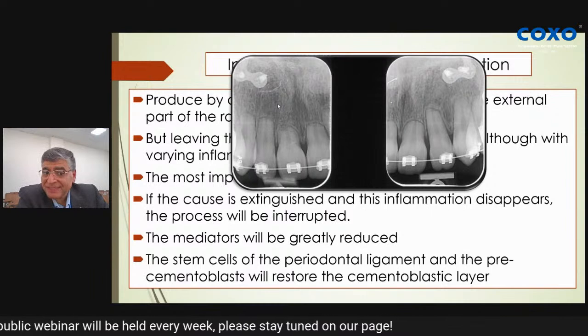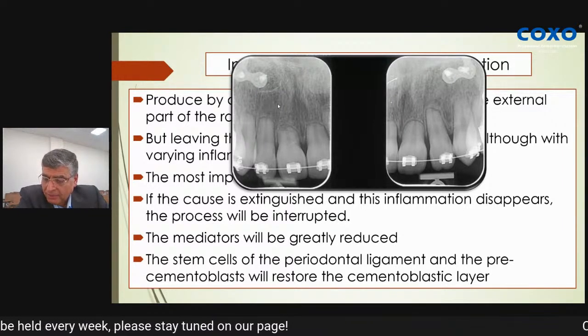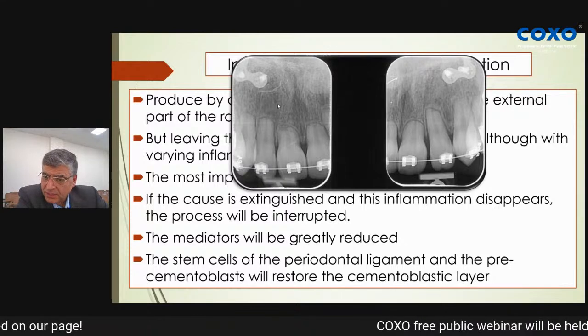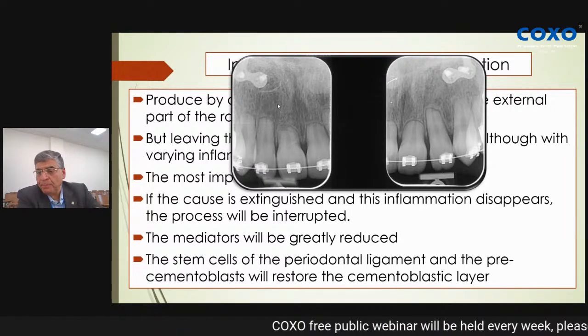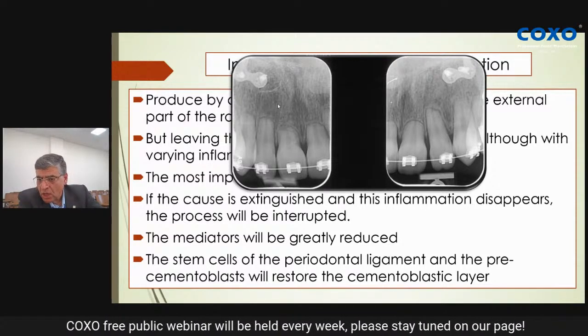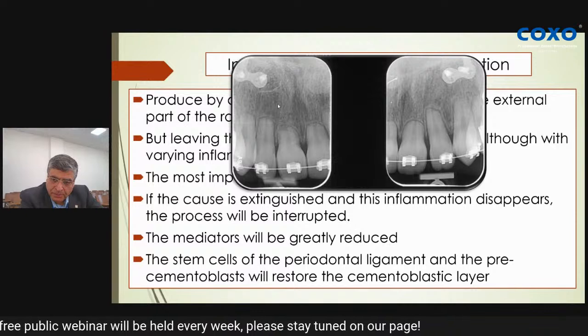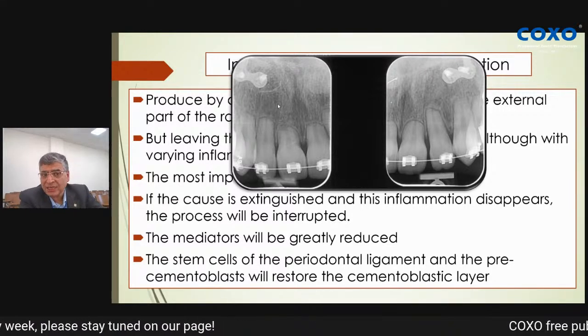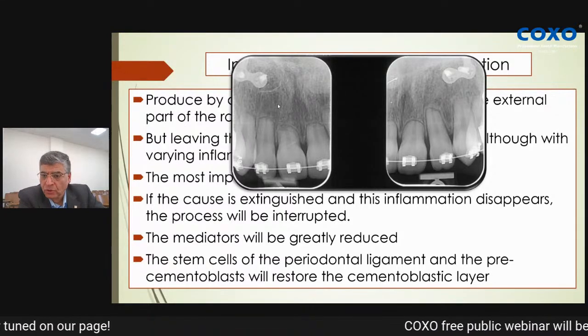And we know that we have stem cells inside the periodontal ligament. These stem cells may help us with the repair and regeneration. They may produce pre-cementoblasts and restore the cementoblastic layer, which is a protection against future resorption.